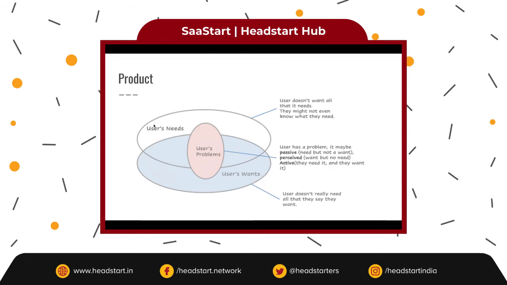There are users' needs, so there is a set of needs. There is another set which intersects with the needs, which is the user's wants. In the intersection, there are things which are both needs and wants. Needs are like, you need to eat healthy, you need to go to the gym, you need to exercise. You may not want to exercise, you may not want to go to the gym, you may not want to eat healthy food.